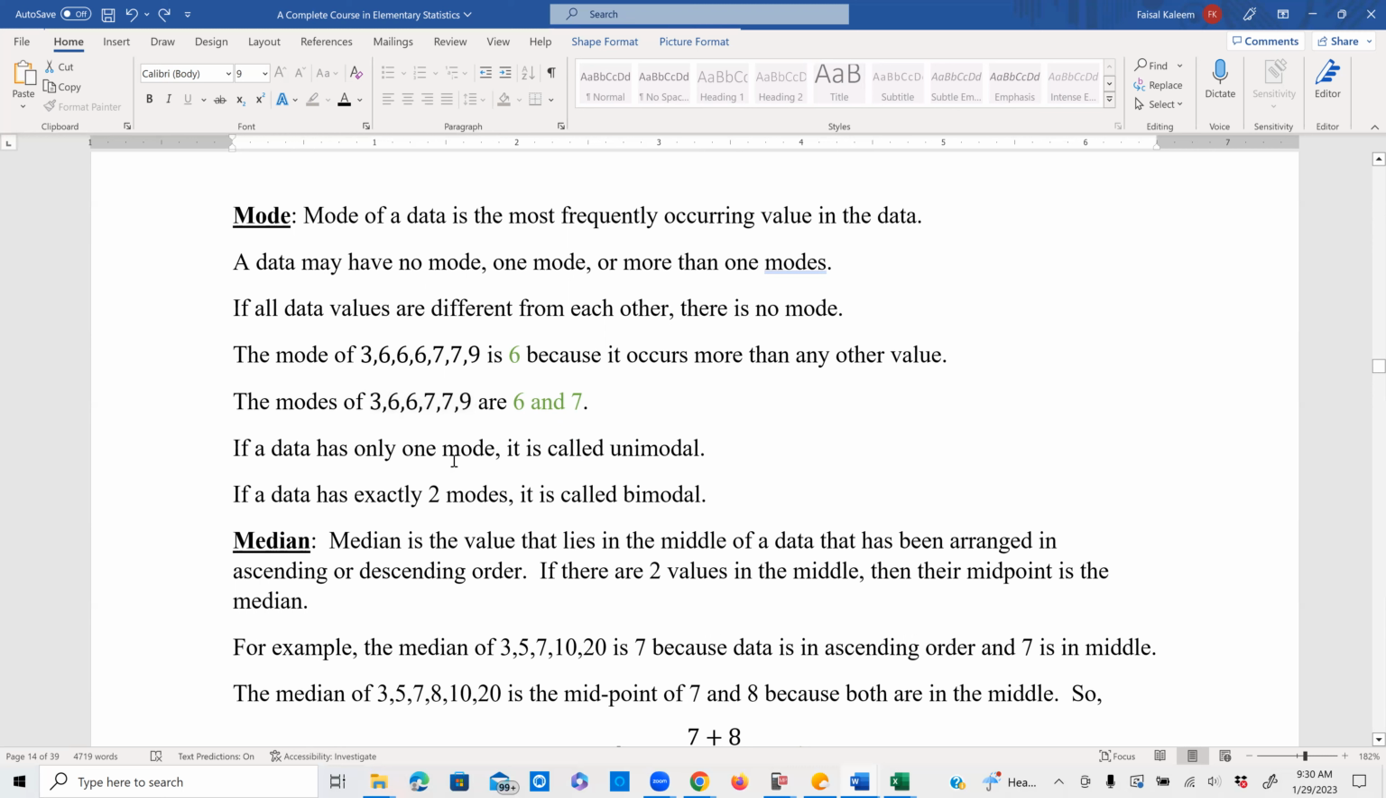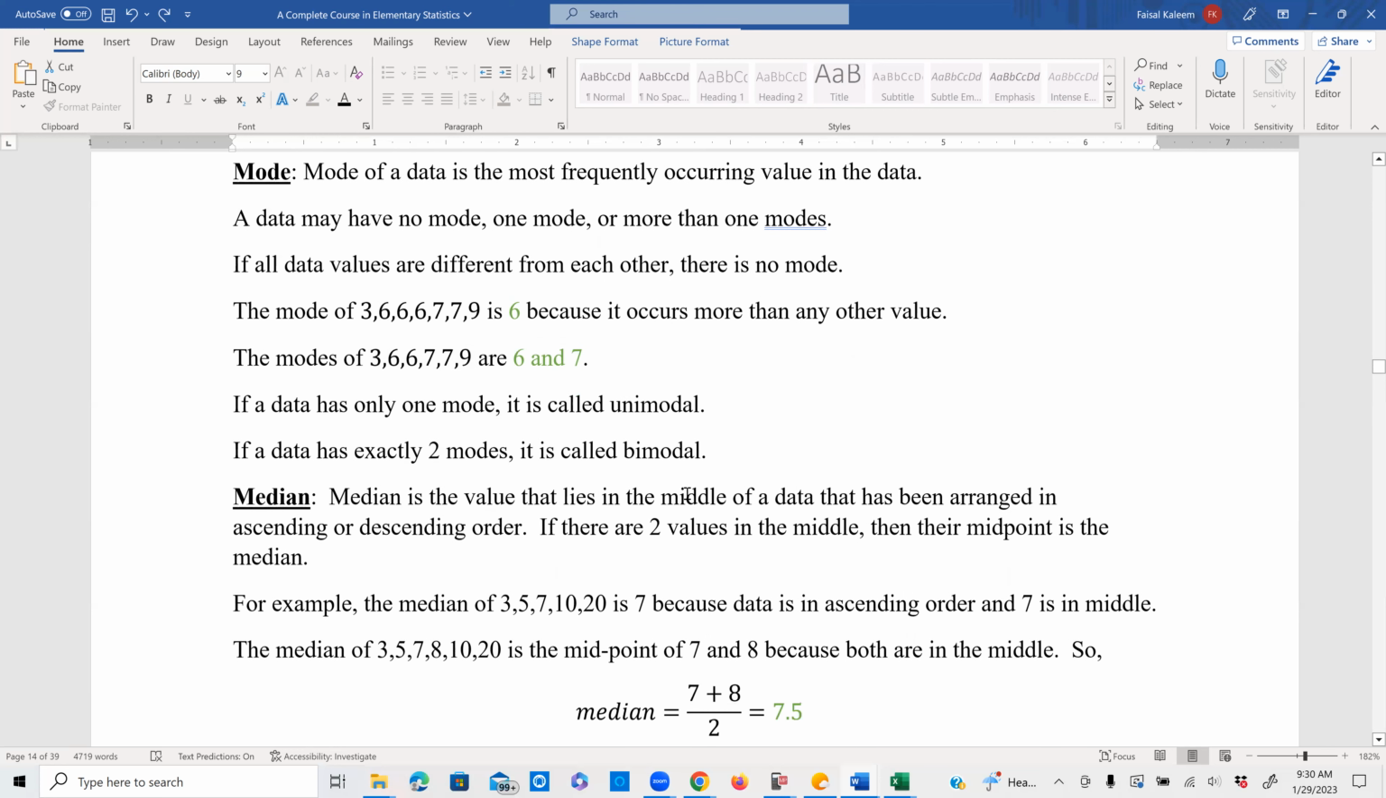If a data has only one mode, it is called unimodal. If it has exactly 2 modes, it's called bimodal.